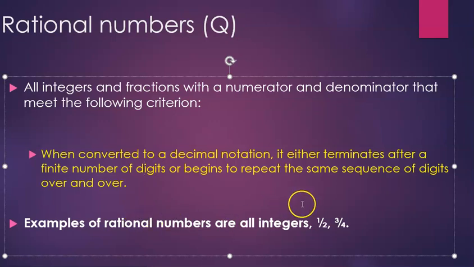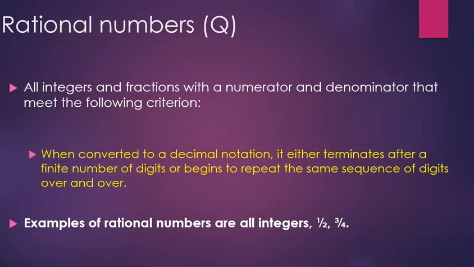Typical examples are of course the set of all integers, as I explained, but for fractions examples would be half, 1 by 2, which in decimal format turns into 0.5, which is finite. Again, 3 by 4 turns into 0.75, which is finite as well. So these numbers are representative of the set of rational numbers.